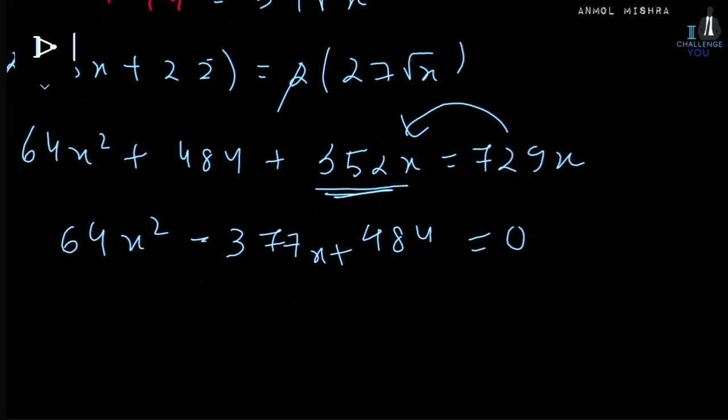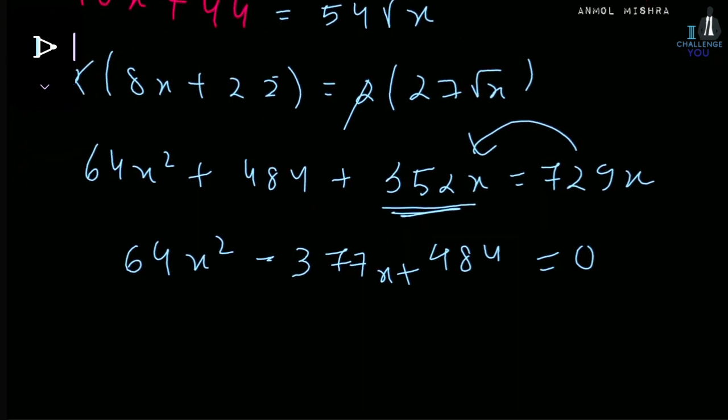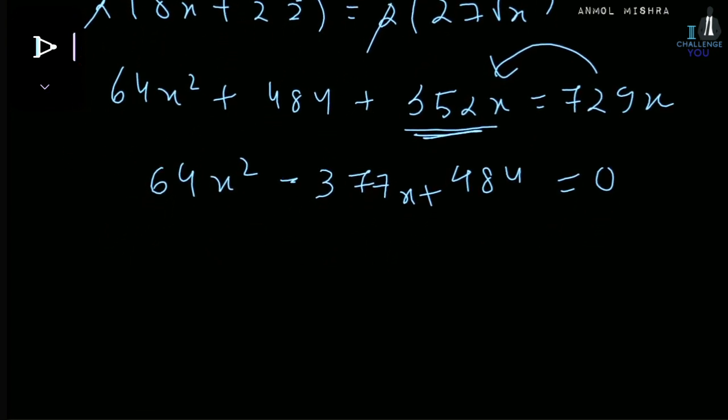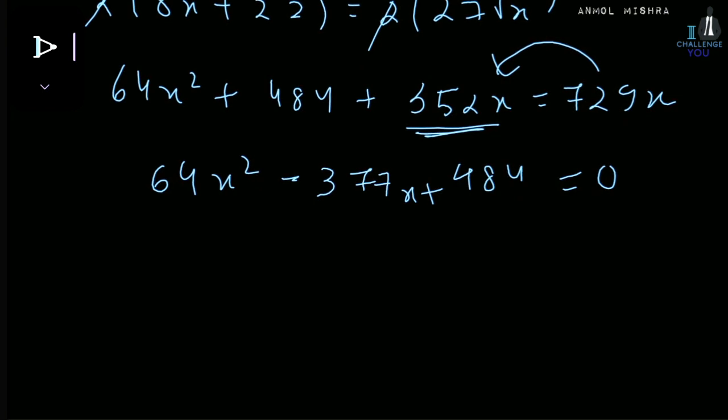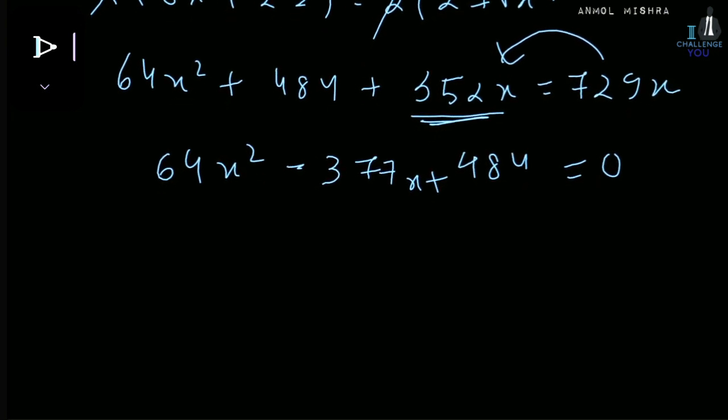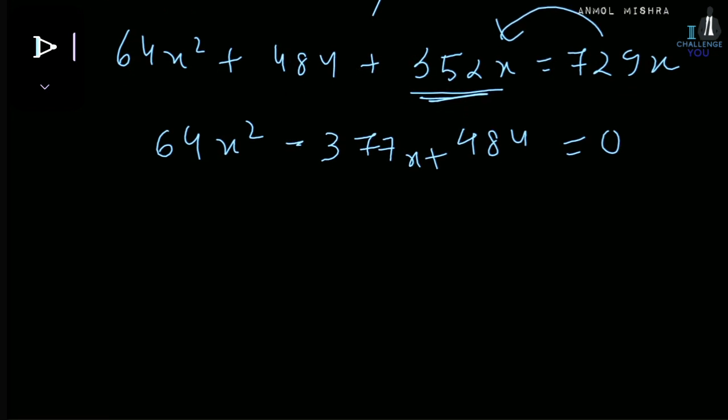Now here we have a quadratic equation. We have reached this equation: 64x squared minus 377x plus 484 equals 0. We can solve this equation by either the quadratic formula or factorization. As we can see, the numbers are bigger, so we cannot use the quadratic formula. Let's see if we can factor it.